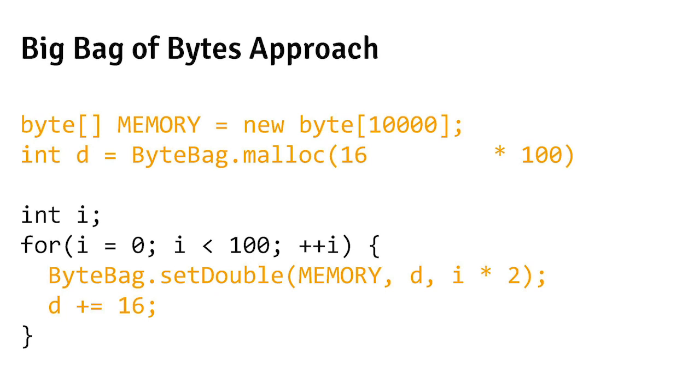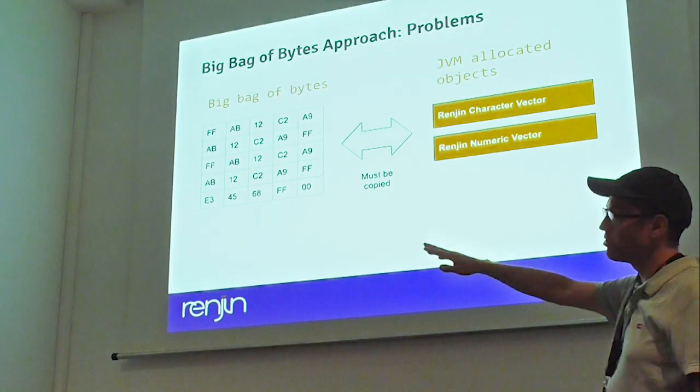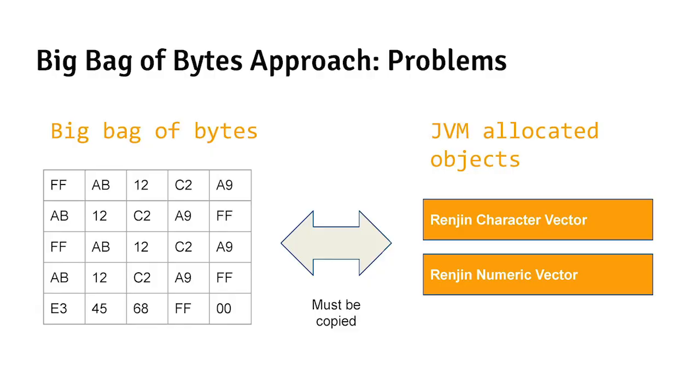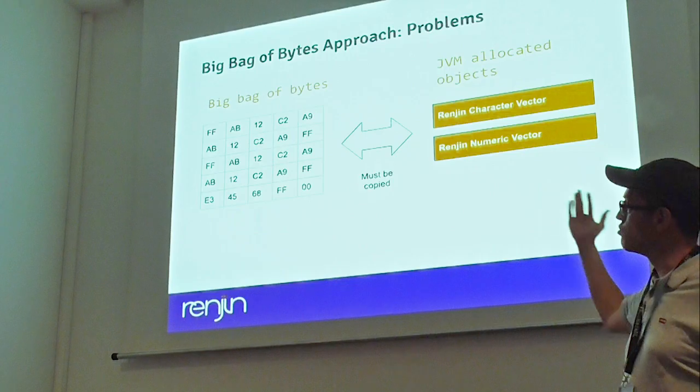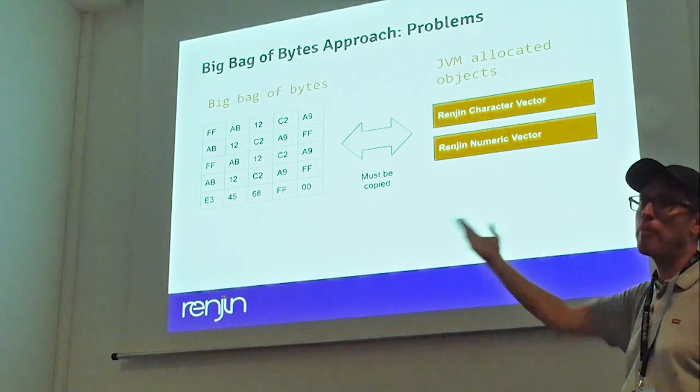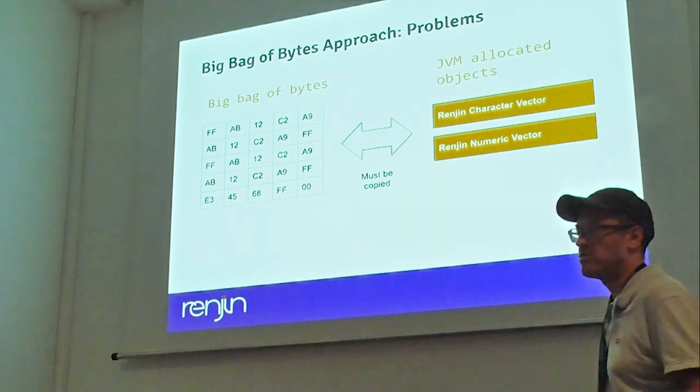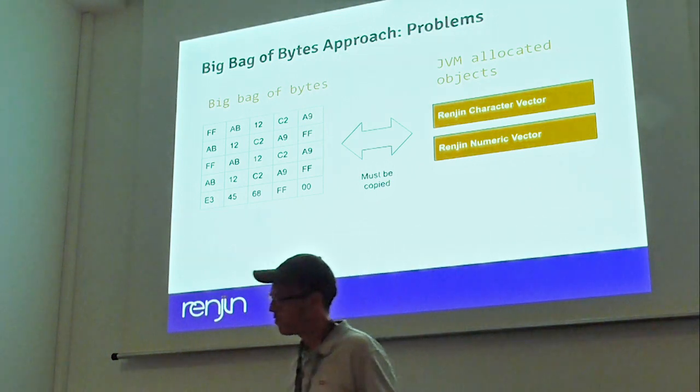But for our purposes, it's not very good, because that means that we have two worlds. We have one world in which all of the native code lives and it has all of its memory. And we have another world where we have our Java data structures, maybe a Renjin character vector or data that's coming in from the Java world. And the only way that those two pieces of code can communicate is if you copy them between those two groups of memory. And that's not a great idea. That's not what we wanted to do.